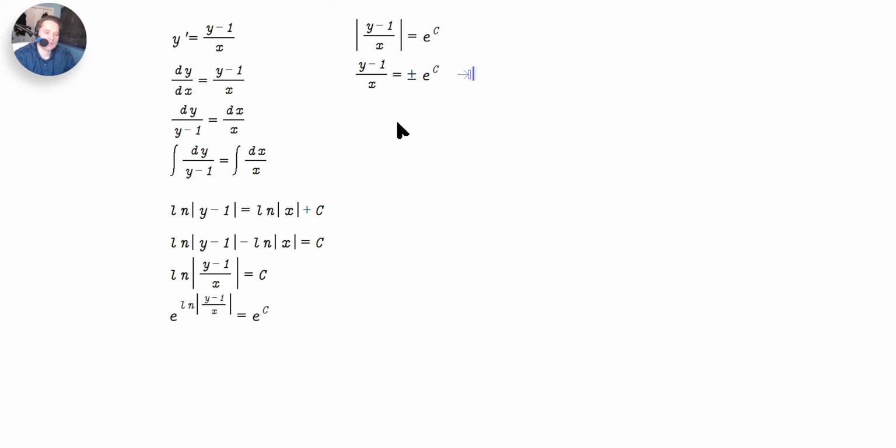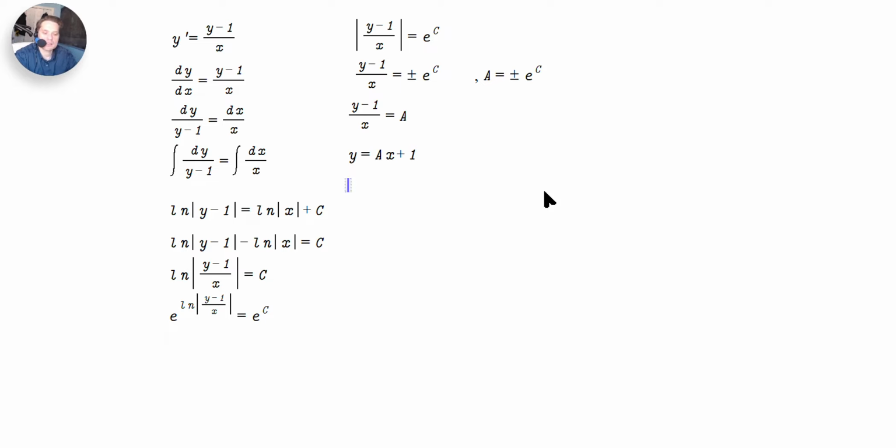So the convention is you just call this a single constant, like a, for example, equal to plus or minus e to the c. So it becomes simpler. Then it just becomes (y minus 1) over x is equal to a, where a can be positive or negative. Right, now solve this for y, so y would be equal to ax plus 1.